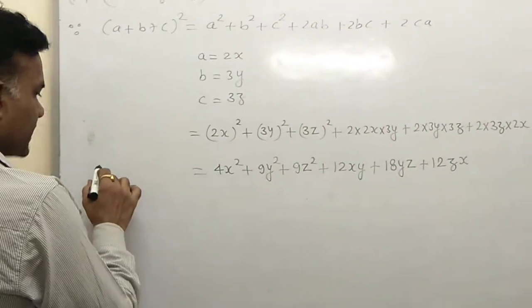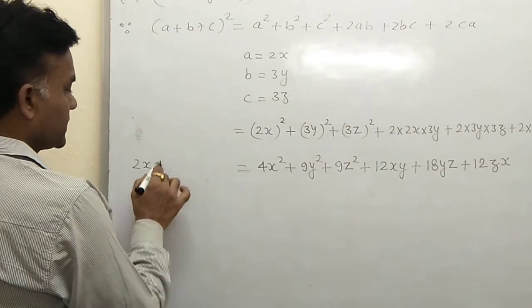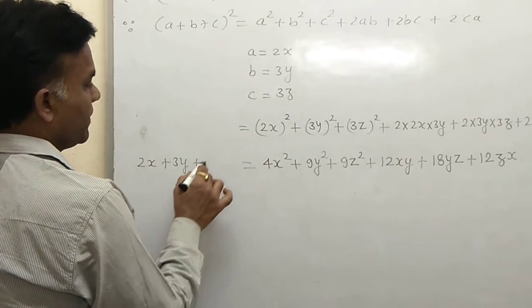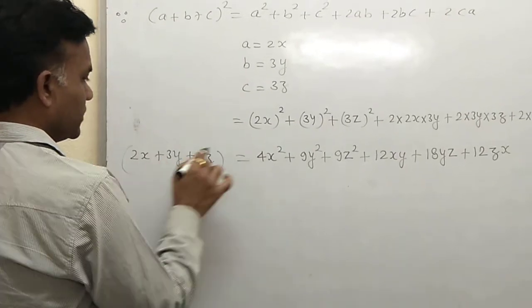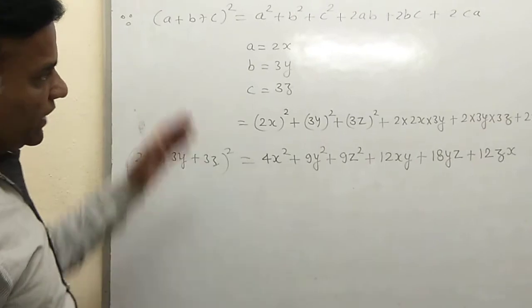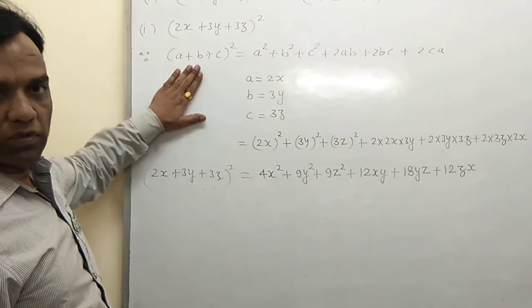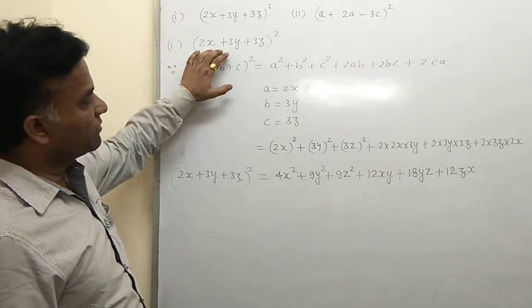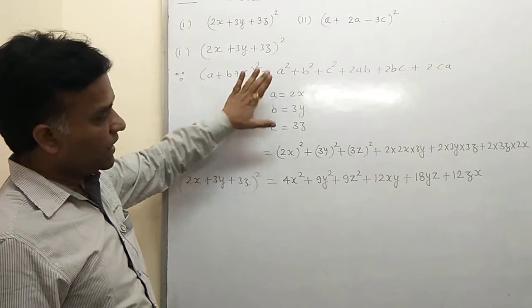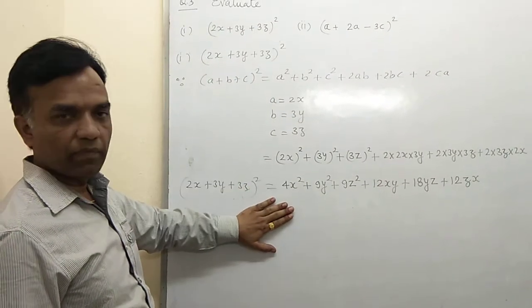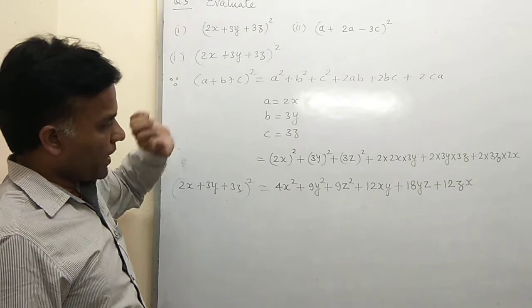Okay, so this is the expansion of (2x + 3y + 3z) whole square. Okay, so all expansions are very easy, you only need to know the formula, and then all the given values you put in the given identity, and then you get the expansion of the given question.